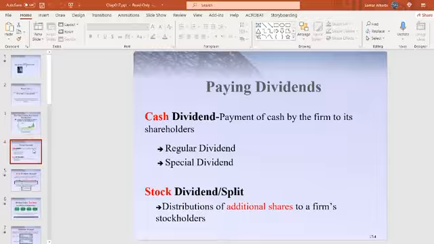Okay, so every year the company announces something called regular dividends. So this is regular. Every year they announce it. Okay, and the amount depends on the company. If they have high profit, they will pay more.